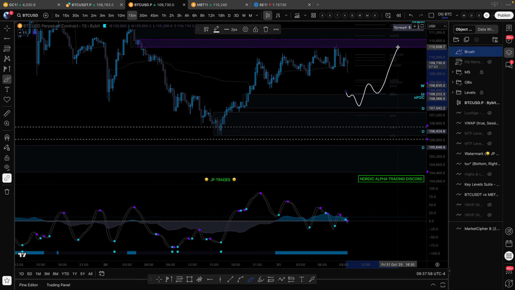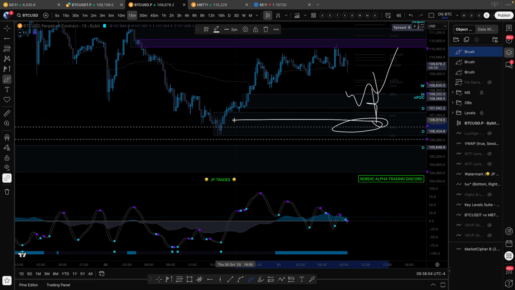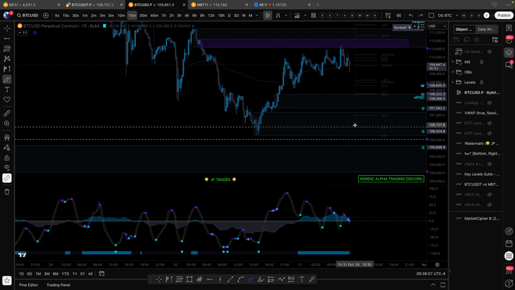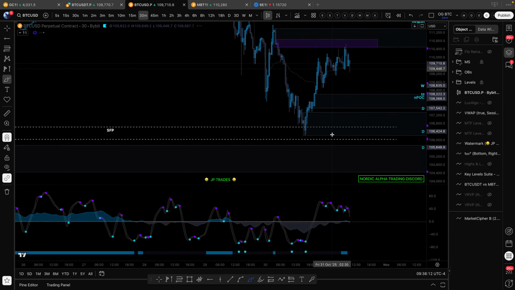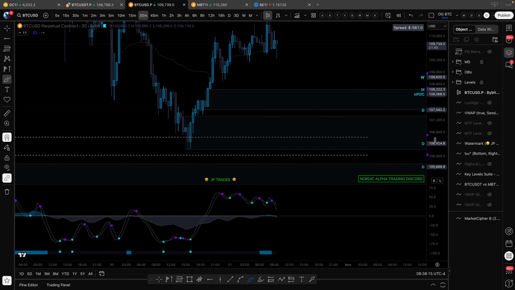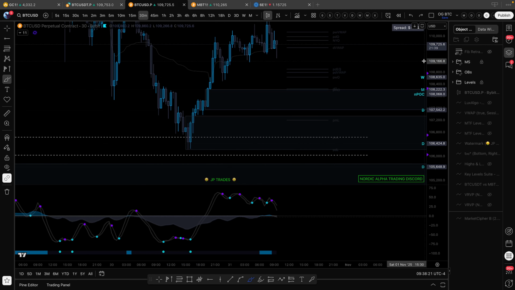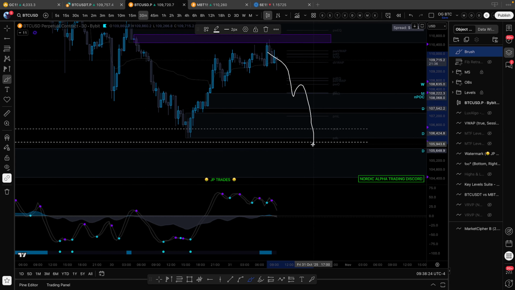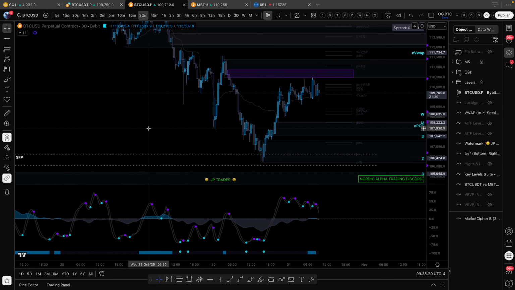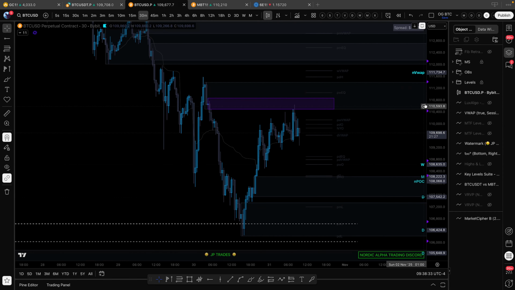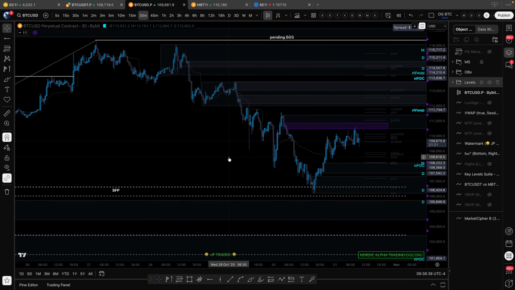So look for structure coming out of here, or maybe you have a nice SFP going down to this larger area of demand, or you can just wick these lows again. Let's take a quick look at the 30-minute. Okay, so technically this 30-minute is a forward low. So we could very well come back and clean that up and then go back up. So I'm also watching for that idea. So those are your local plays.